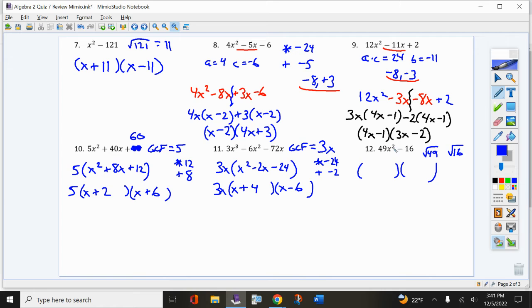The square root of 49x squared is 7x. I need one plus and one minus. The square root of 16 is 4. And that problem is complete.